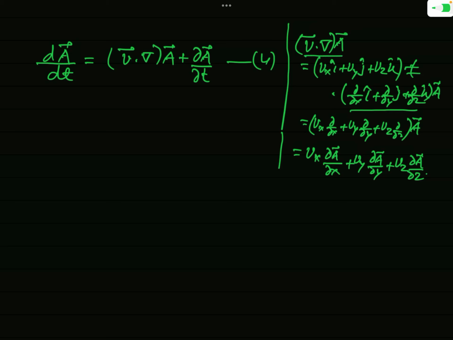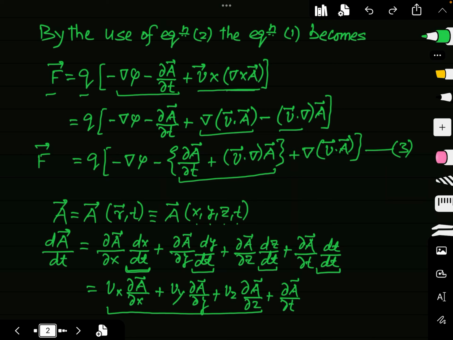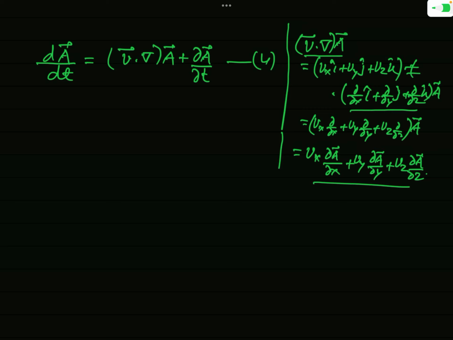So we can see that v dot del A is simply equal to this much. Instead of this expression vx del A by del x plus vy del A by del y plus vz del A by del z, I have written here this term v dot del A. I hope you have understood. I have simplified this only to understand. In an examination there is no need to write this calculation. You can write directly that this v dot del A is simply equal to this much.